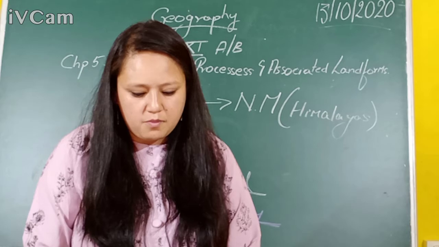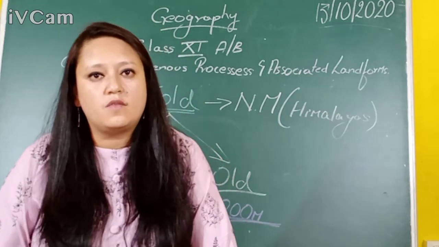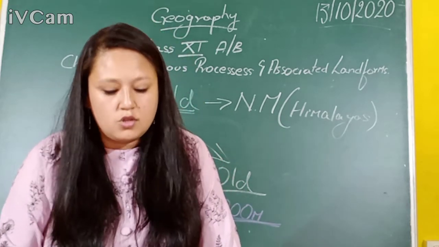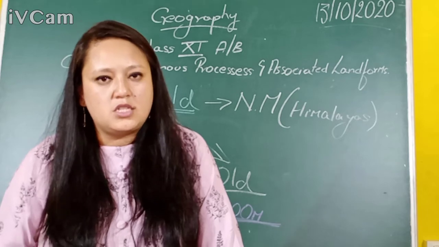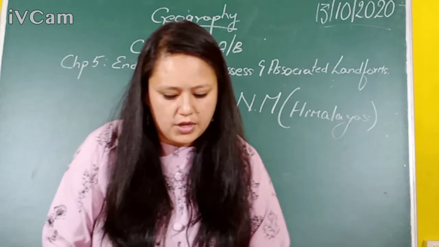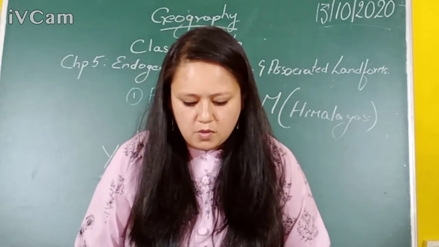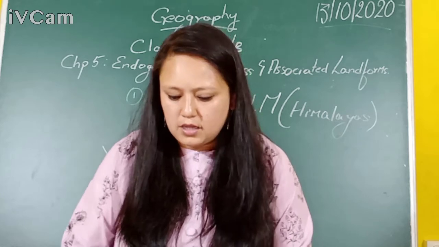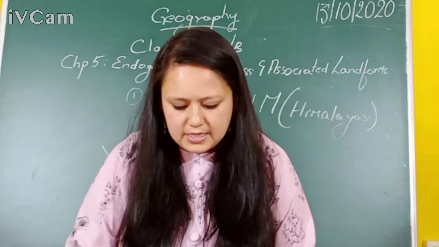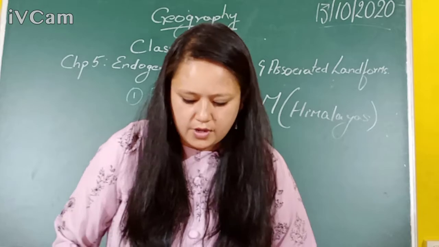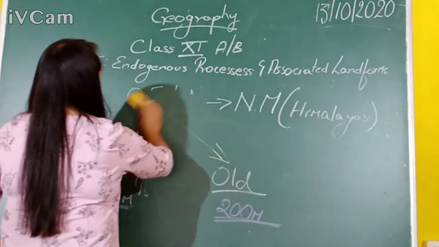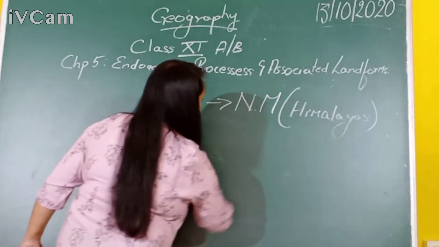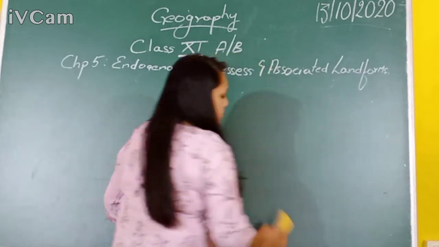Now the examples of the old fold mountains are the Ural Mountains, the Appalachians, the Tianshan and the Nanshan. The second type of mountain that we will be doing today is the block mountain, and this is an easier one. Fold mountains and block mountains.